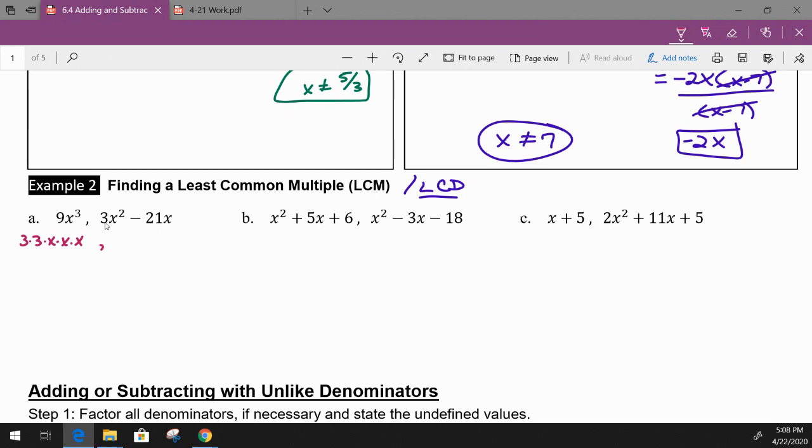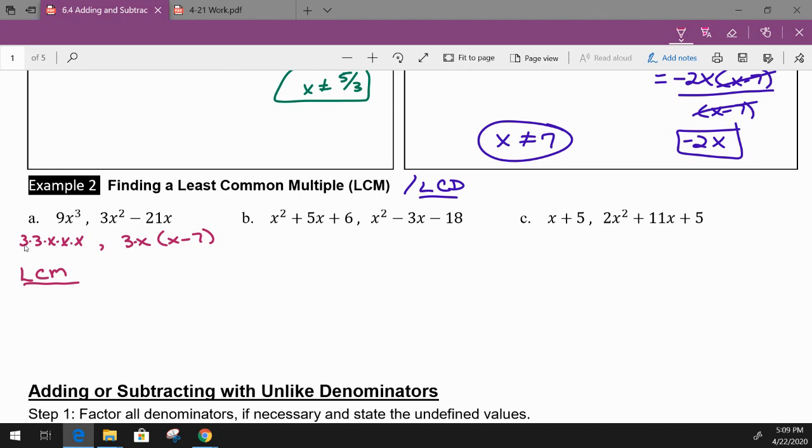If you look at the second polynomial here, we have two terms. Both terms can be factored, have a factor of 3 and x. So we would factor out a 3 and an x, and then we'd also have an x minus 7 in parentheses. Okay, so your least common multiple has to be made up of all of the factors of each one of these. But anything that they have in common does not need to be duplicated.